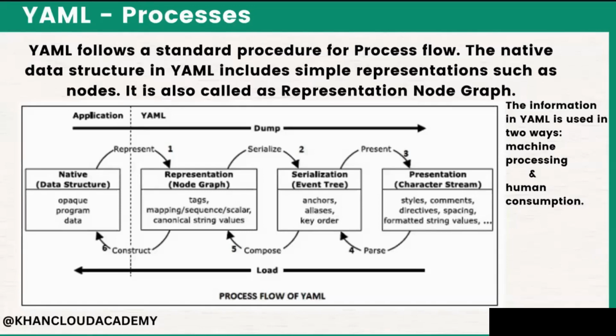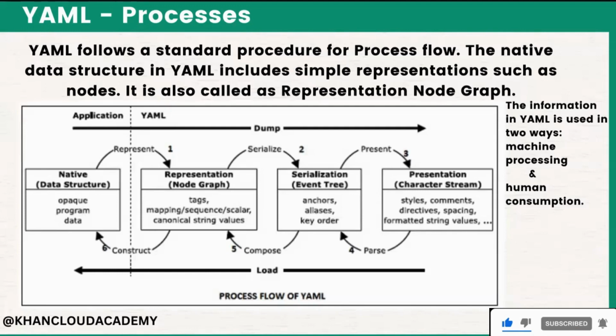YAML, as you know, follows a standard procedure for process flow. The native data structure in YAML includes simple representations such as nodes. It is also called a representation node graph. So you can see in this graph, the information in YAML is used in two ways: machine processing and human consumption, right?